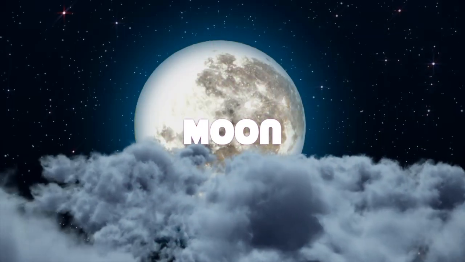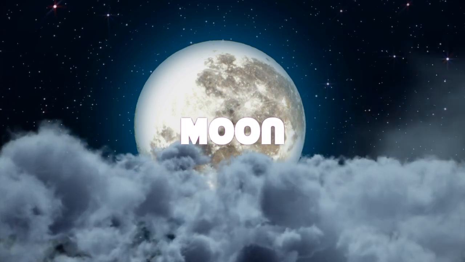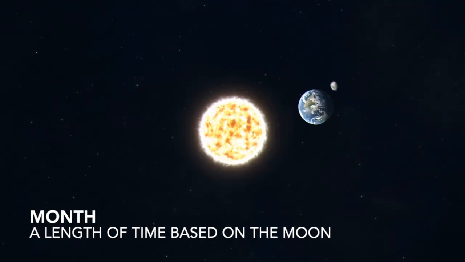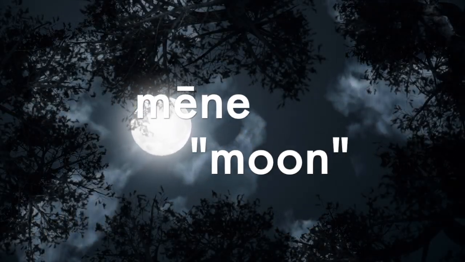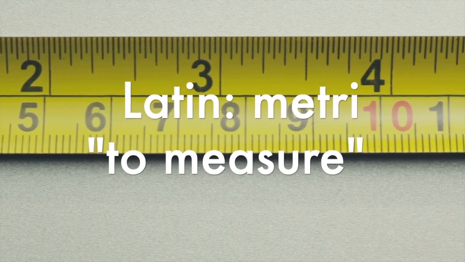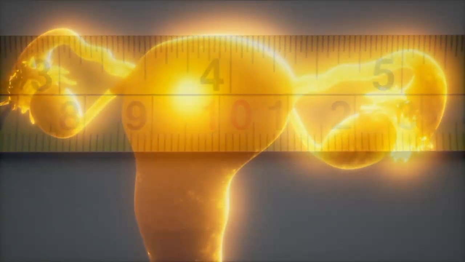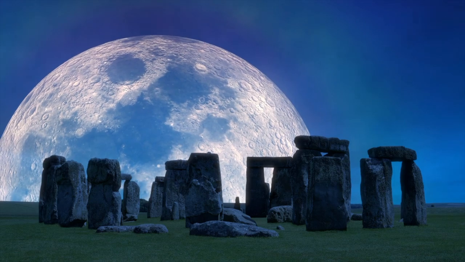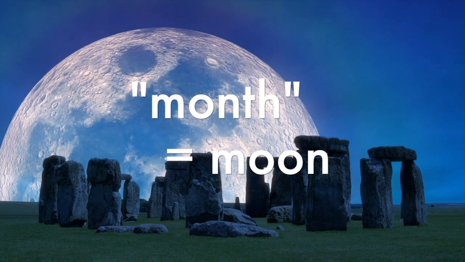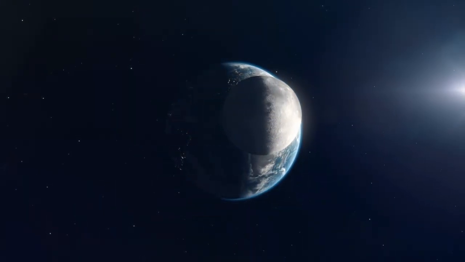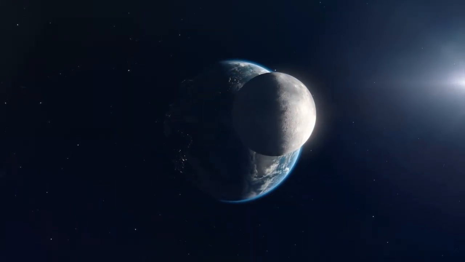The word moon finds many origins, from the Greek men, meaning month, a length of time they based on the moon, or mene, and shares its origins with the Latin metri, which means to measure, and mensis, the Latin word for month. The moon thus measures time and is where the modern word for a month is derived, and just one of the moon's many occult secrets revealed.